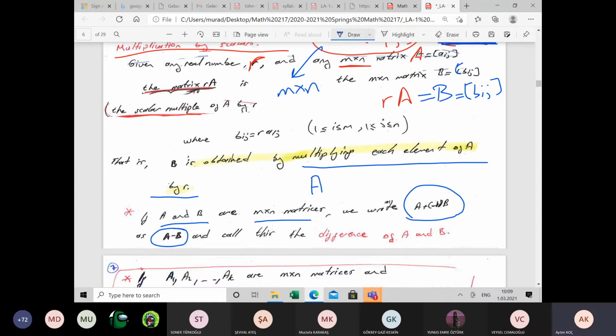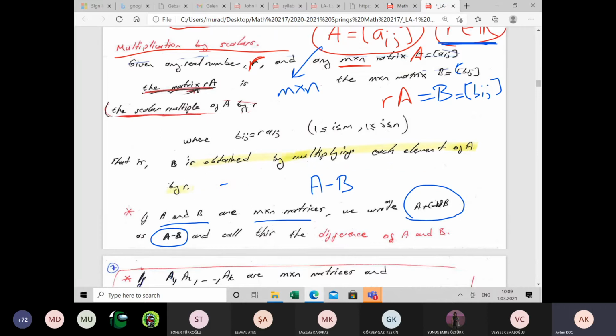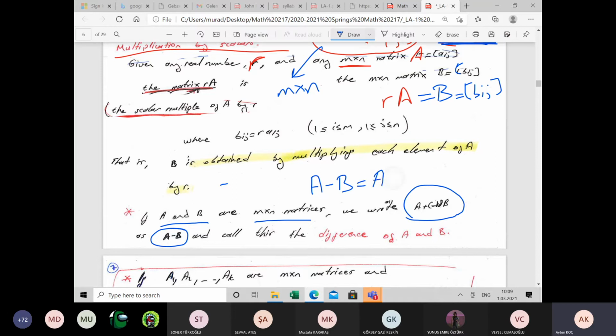Let's define A minus B. What does it mean, A minus B? We don't know minus here. It's okay, operation. We know that A plus B, addition, but we don't know A minus B. And what's the A minus B? A minus B means take the matrix A, use the addition operation, and use the multiplication by scalars.